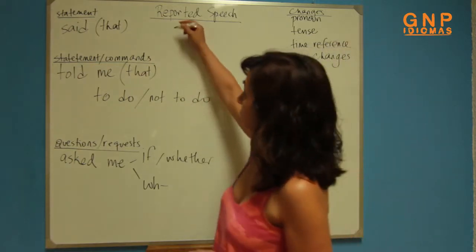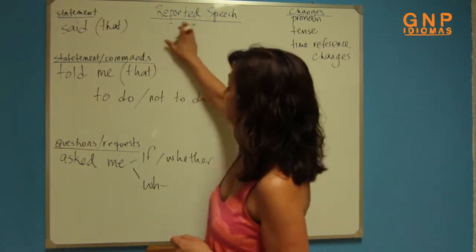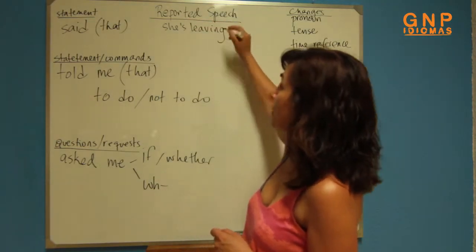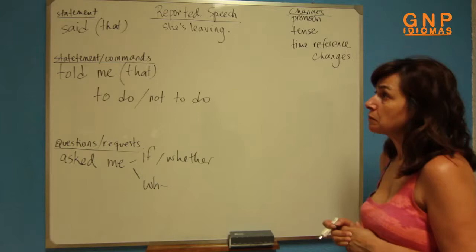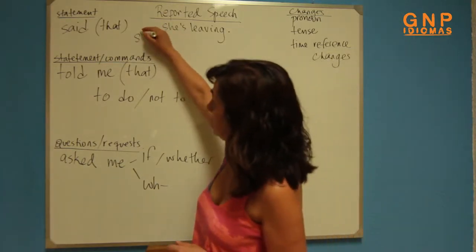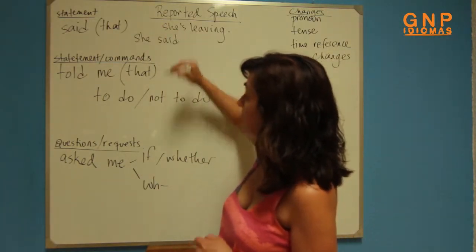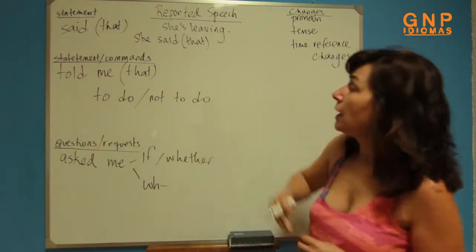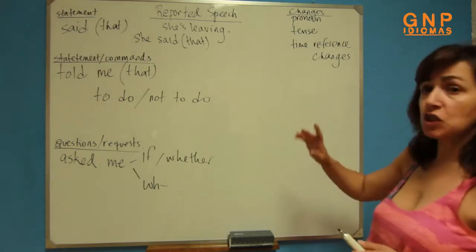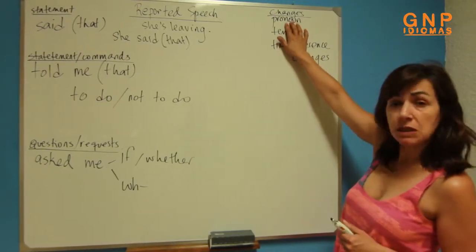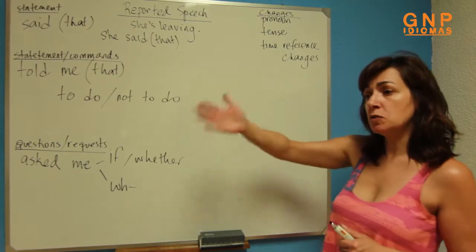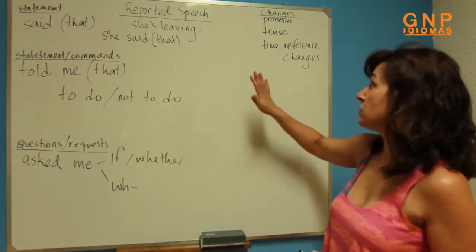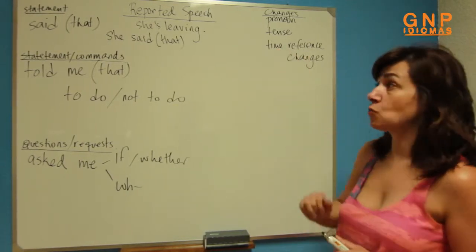Let's say we have a basic sentence, she's leaving. Okay? If you want to report that, you begin with, she said. That is optional, that's why it's in brackets. And we have some changes to make, okay? The first change, obviously, are pronouns. Sometimes we need to change the pronouns because the person who is speaking is not the person who is reporting that. Tense change most of the times, and time reference changes as well, okay?